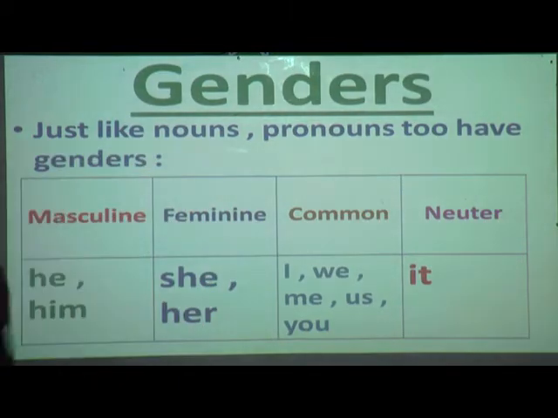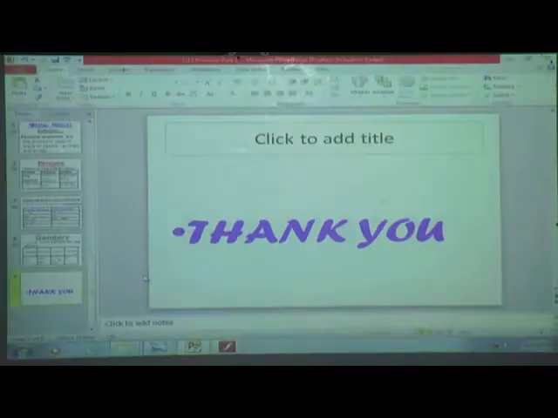Hope, students, you have understood what genders are, and how pronouns have genders. Do you want me to repeat it again, students? I hope that you have understood. It is very simple. Now what are we going to do, students? Yes, tell me. Yes, we are going to solve the exercise. Open page number 42 from your book, that is the Fun with Grammar book.